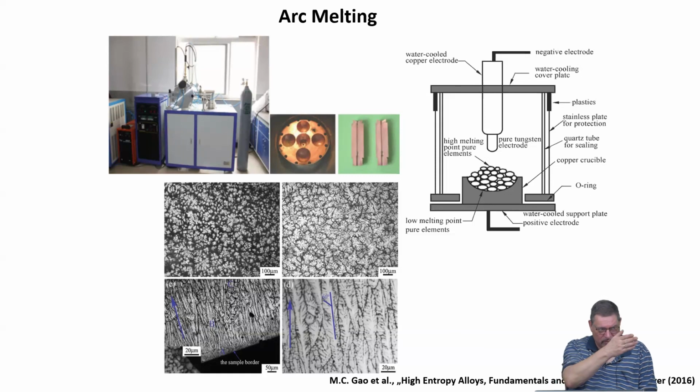Also, what you rightly said, if you have components of very different melting temperature, it's also a problem because you will have selective evaporation of the component with the lower melting temperature mostly. It means the stoichiometry of the ingot you produce will not be identical to the nominal composition you put in.